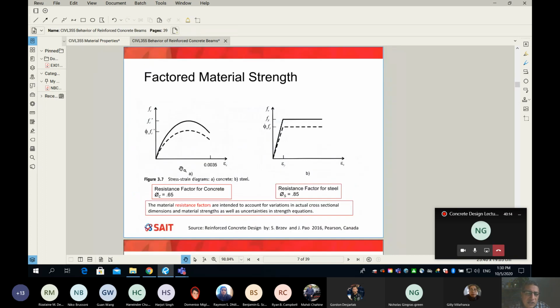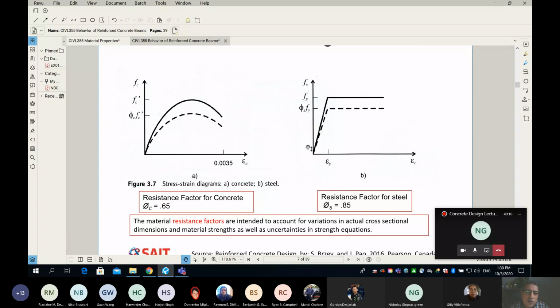Okay guys, this is not new. You've seen this before. This is the relationship between the strain and the stress. On the right side is for rebar, and on the left side is for concrete. Do you guys remember that? Do you remember that this curve here is the relationship between the stress and the strain for concrete, and this is the stress and strain for rebar?